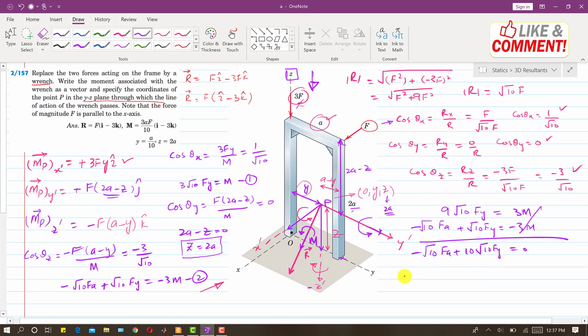equal to 0, and if we take this square root 10 F common from this, this will be minus a plus 10y equals to 0. So this will be cancelled out, and we will be left with this. So this will be minus a plus 10y equal to 0, and y will be equal to a divided by 10. So this is that y coordinate of that point P. So this coordinate is a by 10. So now we know the coordinates of this point P.